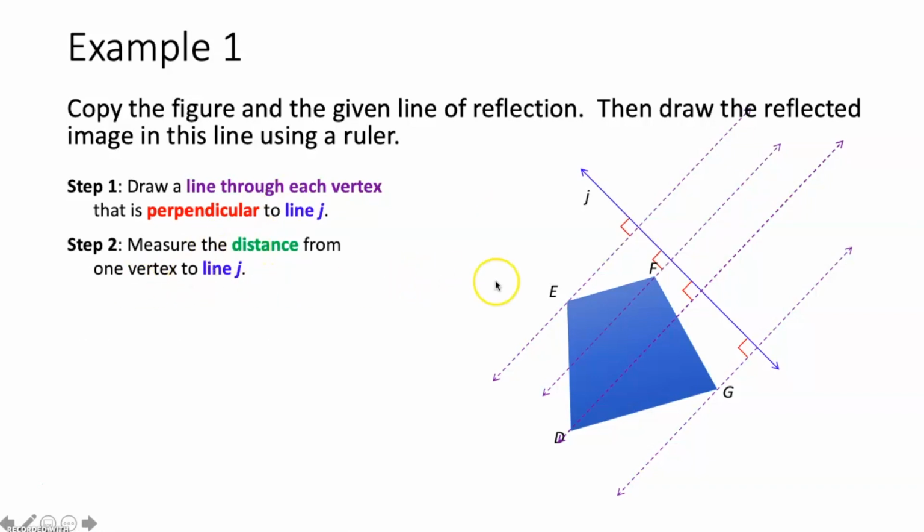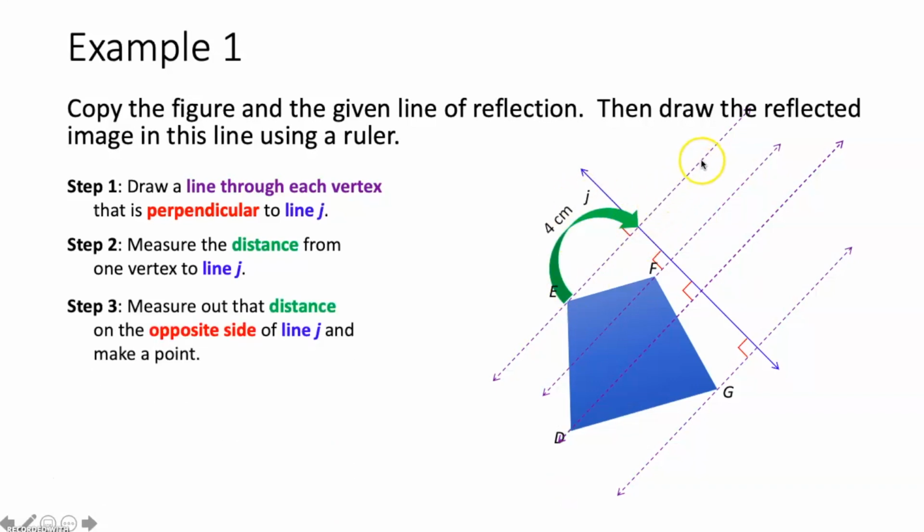So this is the easy part. You just take out your ruler and you say, how far is point E from line J? Well, on this line, if we were to measure this distance, we see that it's 4 centimeters. So then you take your ruler, you measure out 4 centimeters on the opposite side of line J, but keep it on that same perpendicular line, and you put the reflected point E on the other side, the image of point E on the other side, which we call E prime.